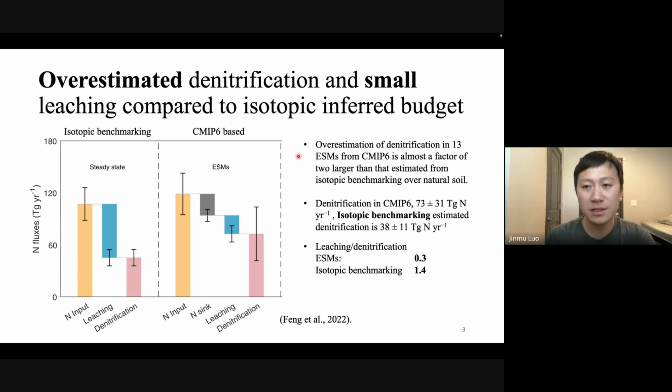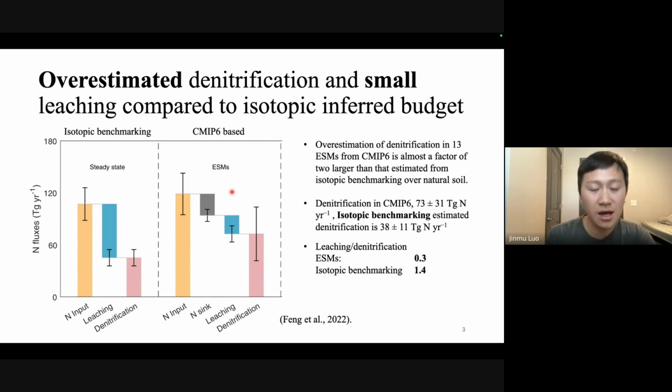He found that in the Earth system models in CMIP6, almost all of them overestimate denitrification by a factor of almost 2. As you can see from the graph on the left, the first part is the isotope benchmarking budget, and the second part is the CMIP6-based budget. The blue bars are the leaching flux size, and the pink bars are the denitrification flux size. Compared to the isotope benchmarking, the Earth system model's denitrification is very huge, and leaching is very small.